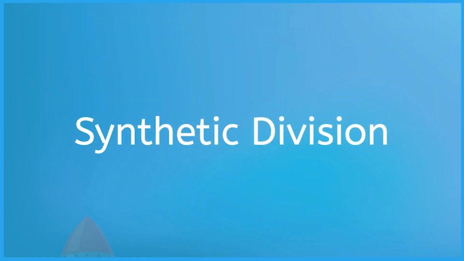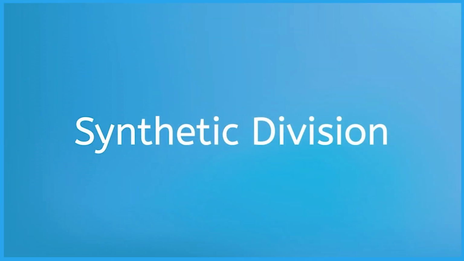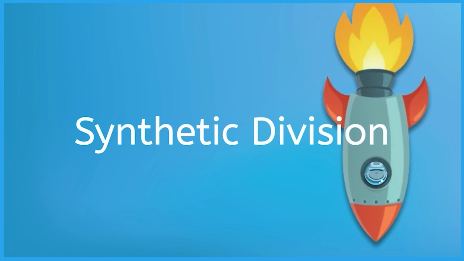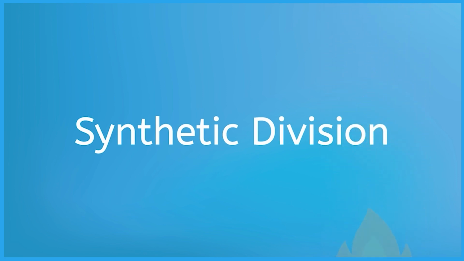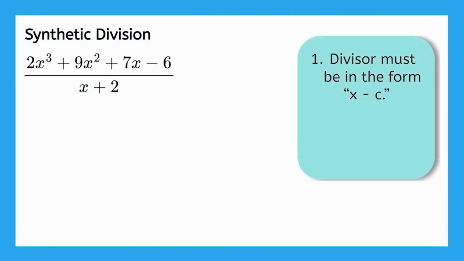So strap in! Are you ready? We are a go to learn how to use synthetic division. First of all, there are a few rules to follow. In order to use synthetic division, our divisor must be of the form x minus c. The x term must be linear, and for the type of synthetic division we are going to do, the coefficient of x must be 1.